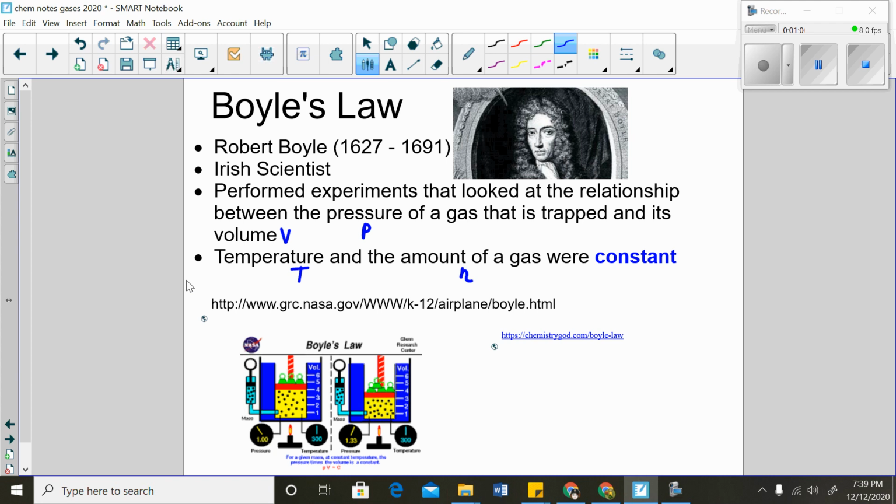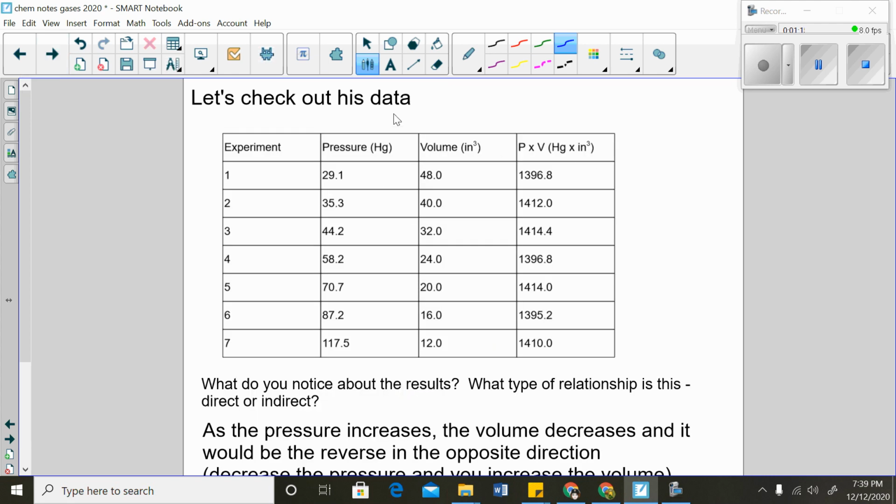Now this website I'm going to show you in real time because it'll help you understand what his law says. But you're free to check it out. I will post that for you. And if you'd like to learn a little bit more about Mr. Boyle, I will post this website as well. So let's check out his data first, and then I'll show you the website.